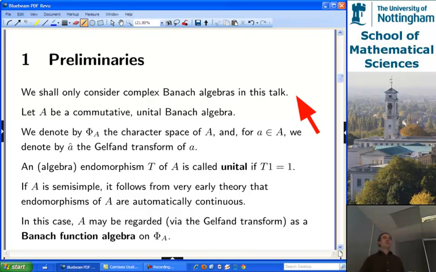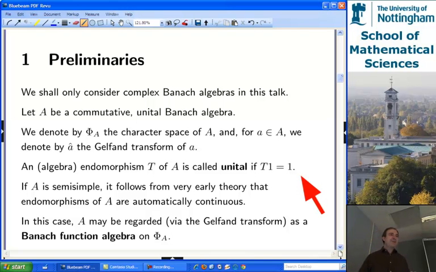Okay, so I think by default we expect we're talking about complex Banach algebras here, and most of the time I'll be dealing with unital Banach algebras. And so we've got character space, Gelfand transform. I'll just remind you of some of the standard stuff. And of course, when I say endomorphism here, I mean an algebra endomorphism, so that's a multiplicative linear map from the algebra to itself. And mostly they'll be unital, so they're going to map the identity element to the identity element. And if you're semi-simple, then endomorphisms are automatically continuous.